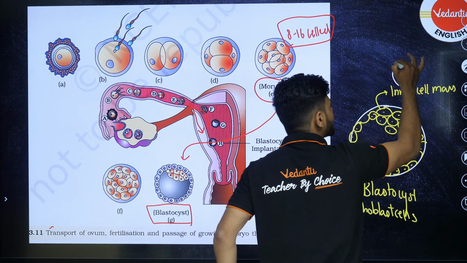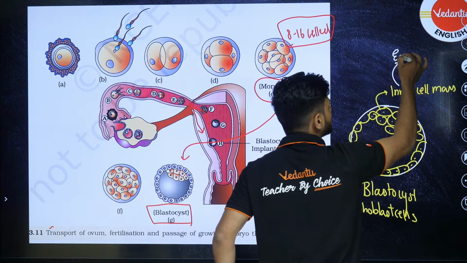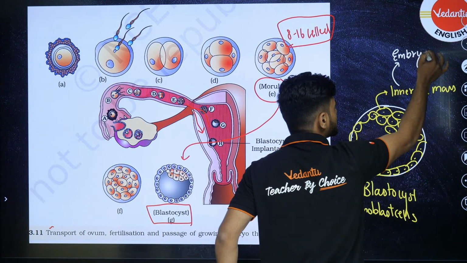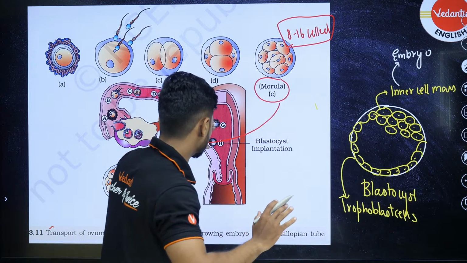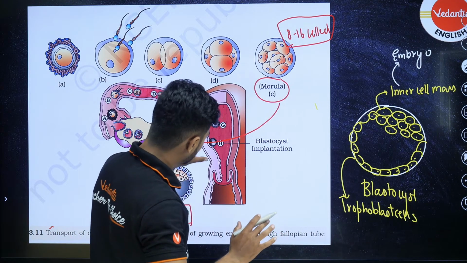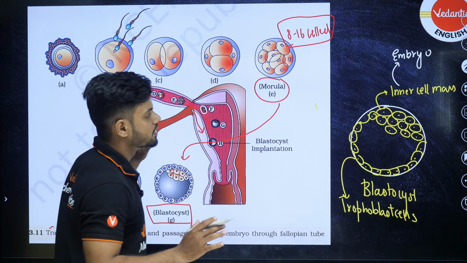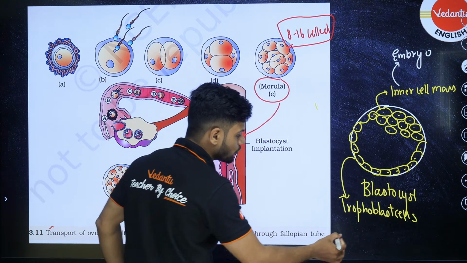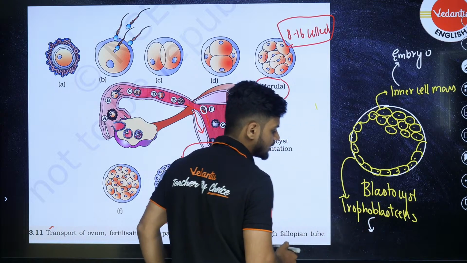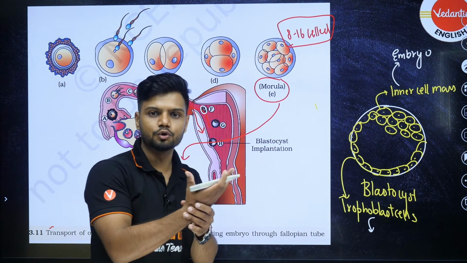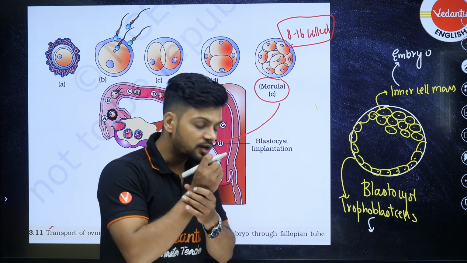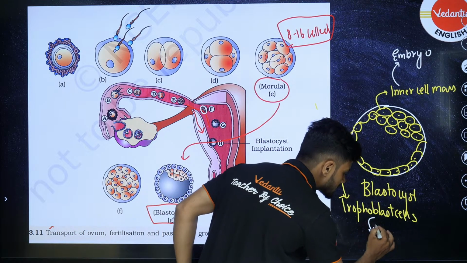Now, eventually, this inner cell mass gets converted to embryo. The embryo formation happens somewhere here. It develops into embryo. And this trophoblast cell, along with chorionic villi, uterine tissues, as well as blood vessels, gets converted to placenta.